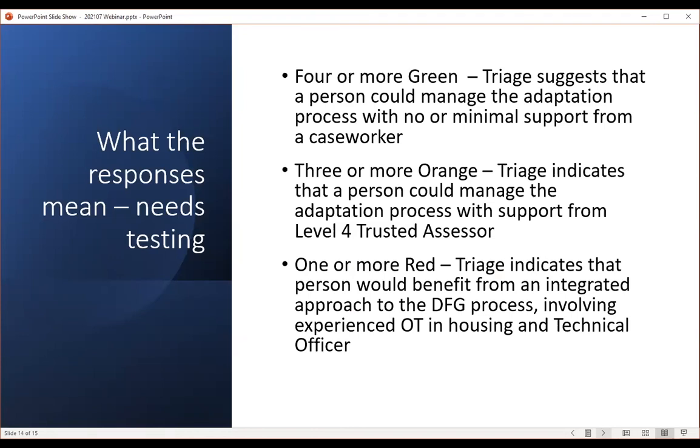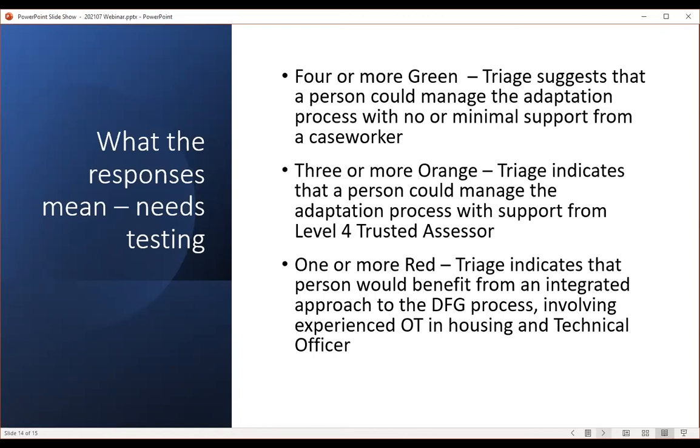It'd be really good if at the end of today, there are 3 or 4 places that would be interested in helping us pilot this triage tool. My thinking is, if we've got somebody with 4 or more green flags, then that's probably indicating that somebody just requires that universal approach. So that's minimal support here, and I apologise to any caseworkers because I know how skilled you are, but it is your input that probably is all that is required to support that person through that DFG process for those simpler adaptations.